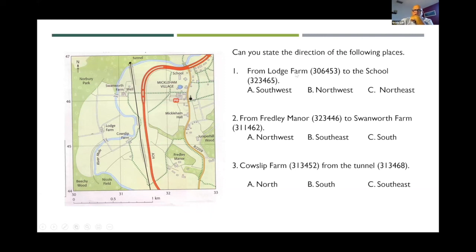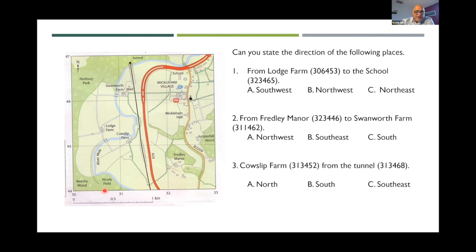From Lodge Farm, which is found at 306453 to the school, which is found at grid reference 323465. So as soon as you get an answer, number one, let me know, but I'm going to try and help you. First one, the Lodge Farm. The Lodge Farm is here at 306. I hope everyone can see my pointer.